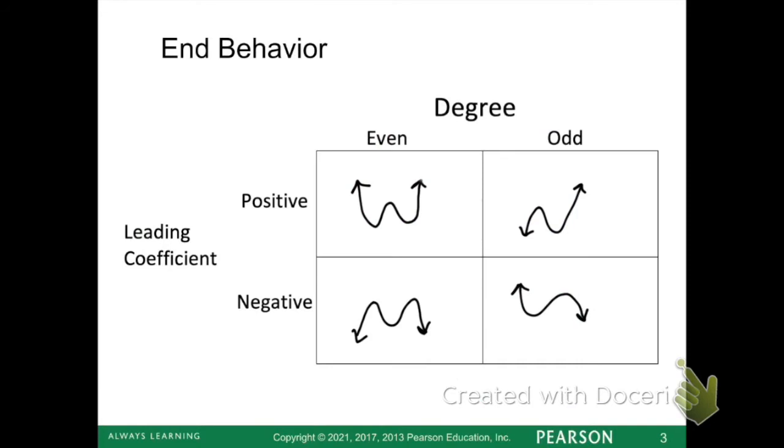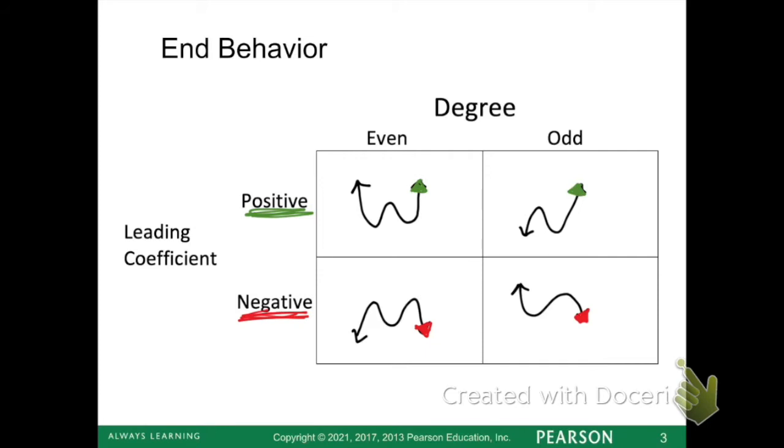Next, we have end behavior. The end behavior of my graph is just what the arrows at the end of my graph are doing as they go to infinity or negative infinity. So take a minute, pause your video, copy this down, and then restart it, and I'll give you some ways that I remember which end behavior matches up with which degree and which leading coefficient.